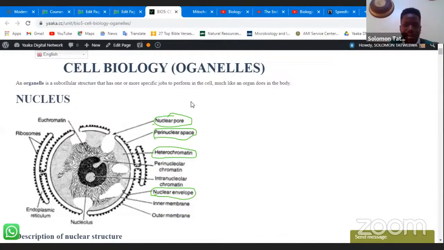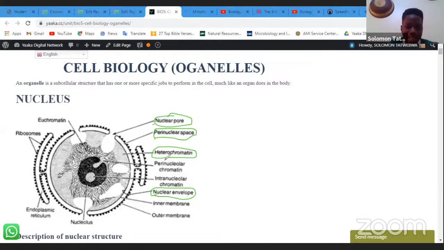All right, we were talking about the parts of the nucleus, and we're on the heterochromatin, and we say that is the material that surrounds the nuclear envelope inside the nucleus, and then the perinuclear chromatin.